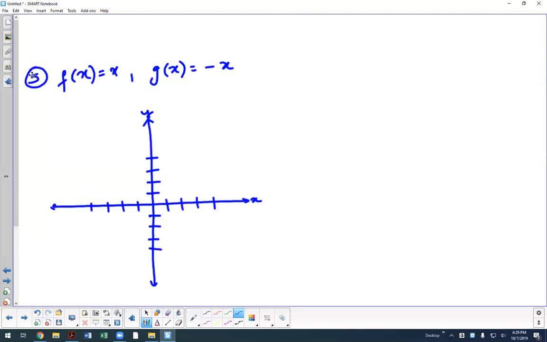So we've got -2, -2, -1, -1, 0, 0, 1, 1, and 2, 2. This will be our original function. That's the y equals x, right? Now, with the negative x function, we still had 0, 0, but then our signs had changed. So for -1, it was +1, -2 was +2, +1 is -1, and +2 is negative.